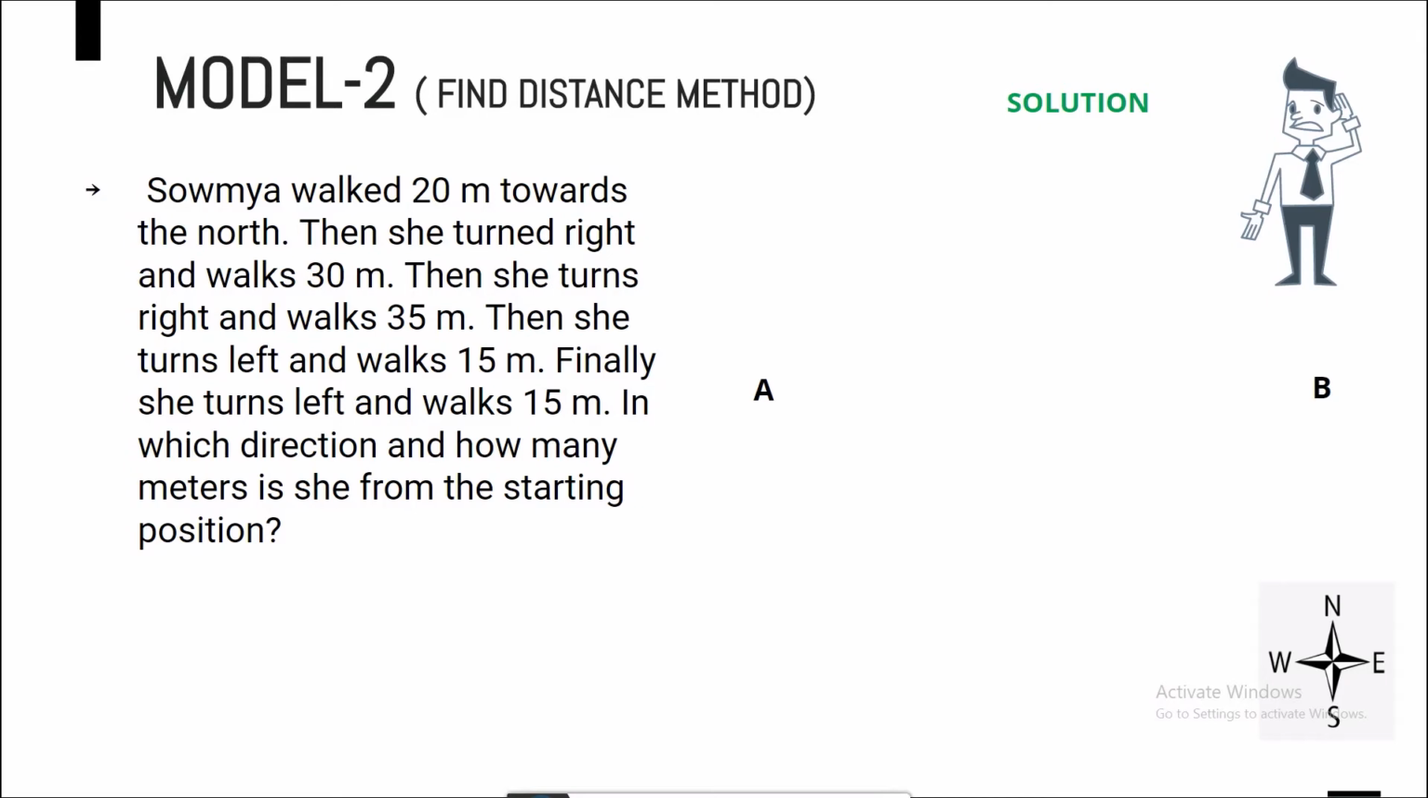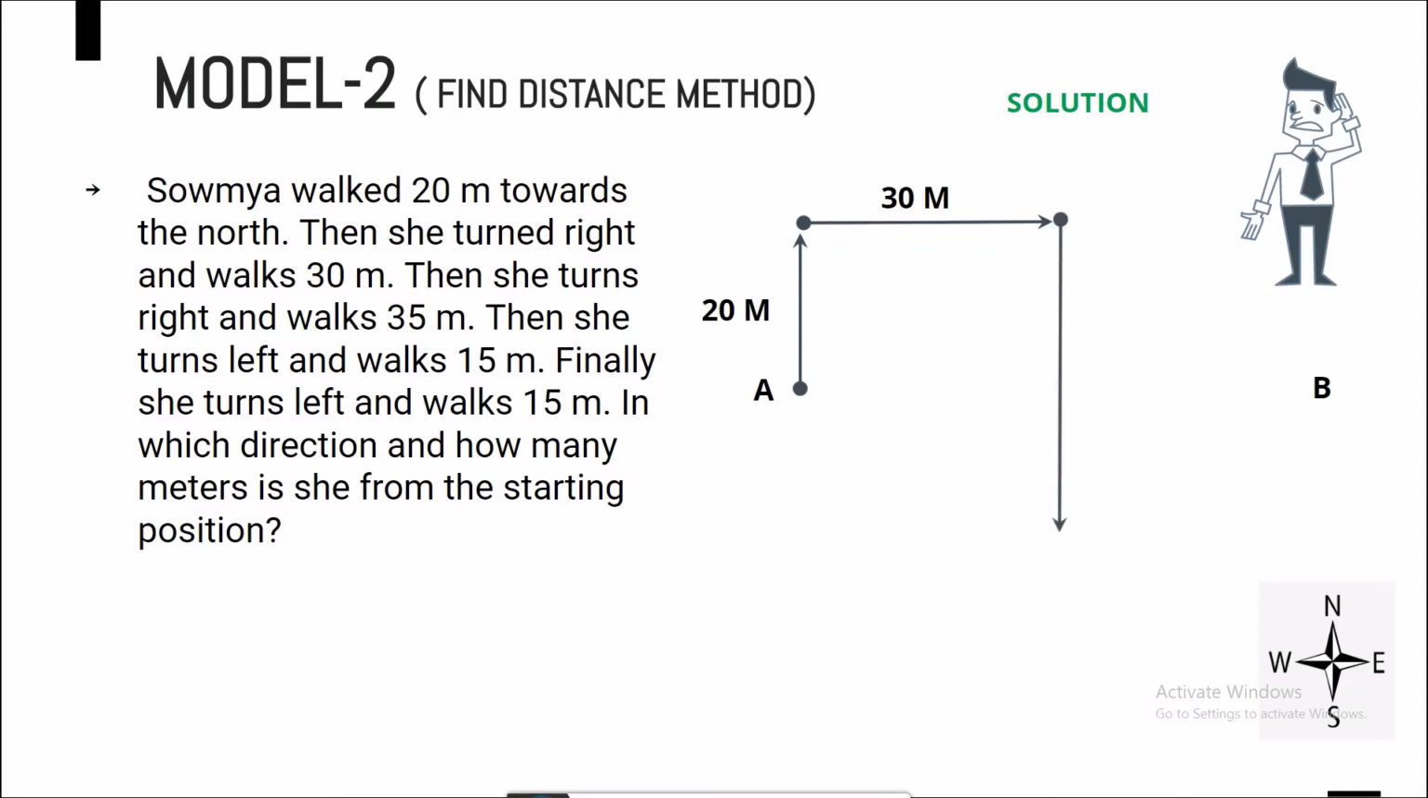Now coming to the solution. First, observe the image. I will give the solution step by step with reference to this image. Here, starting point A. Clearly observe the question. Step 1. She walked 20 meters towards the north direction. Step 2. She turned right and walked 30 meters. She faced east direction.